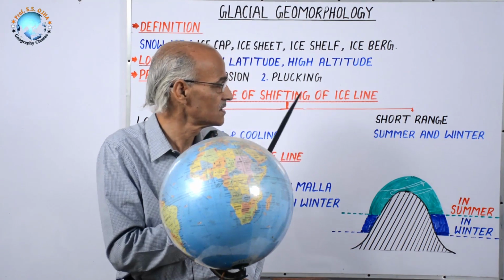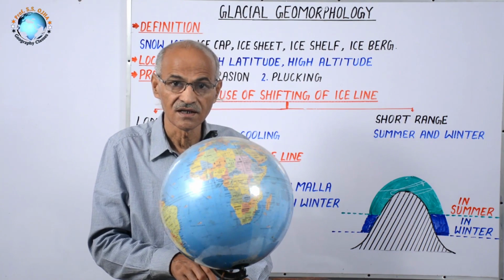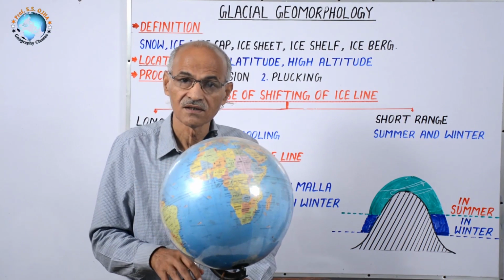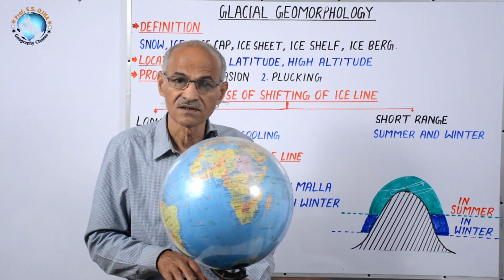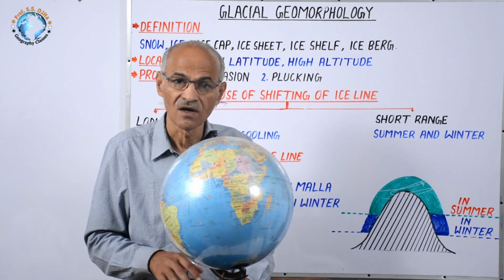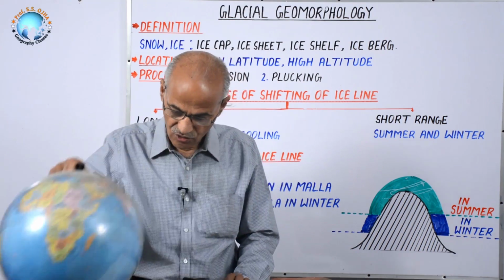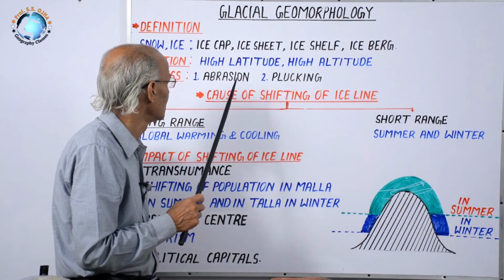The second location is high altitude, means higher areas in tropics and subtropics. In tropical and temperate belt, there are some very high mountain peaks like the Himalayas, and that is also having ice cap and ice sheet somewhere, and glacial process and geomorphology operates there on high altitudes. So these are the two areas of glacial process and glacial geomorphology.